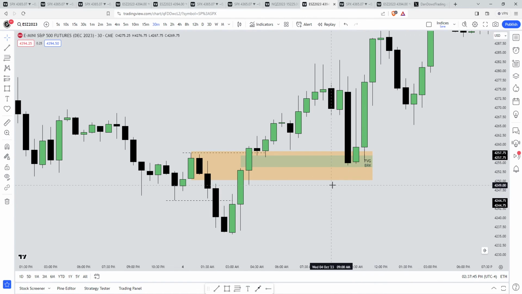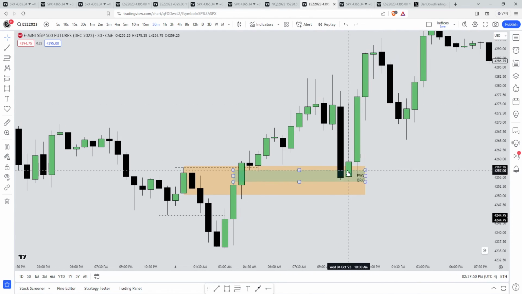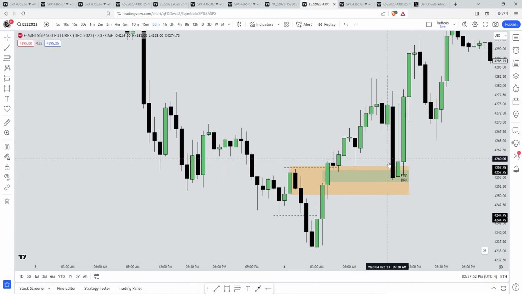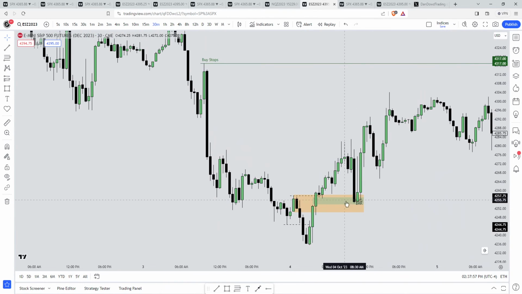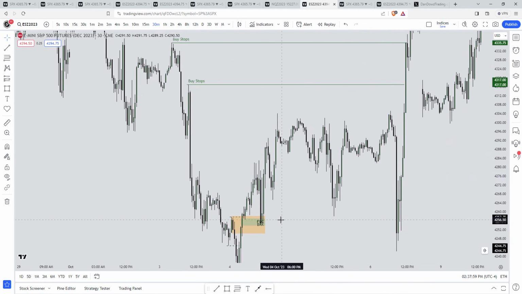So this is a bullish unicorn model. We have a fair value gap and a breaker block overlapping in the same area. Price returns back to it. Since the bias is bullish, price respects that as support and then continues higher. And you can see that it eventually delivers up to buy side liquidity.